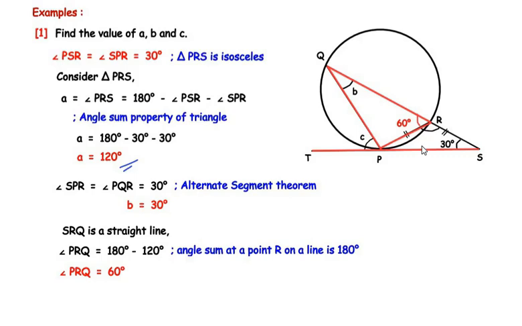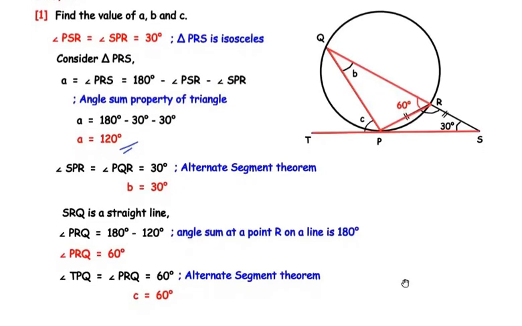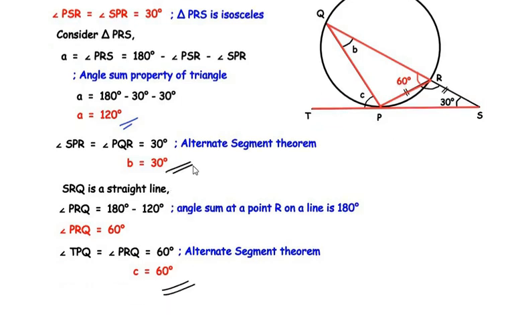So by alternate segment theorem, we can say that the value of angle C will be equal to 60 degrees. So here we have written angle TPQ is equal to angle PRQ, which is equal to 60 degrees. So C will be equal to 60 degrees. So this is our answer. So here we have found out the value of A, B and C. And this is our answer.